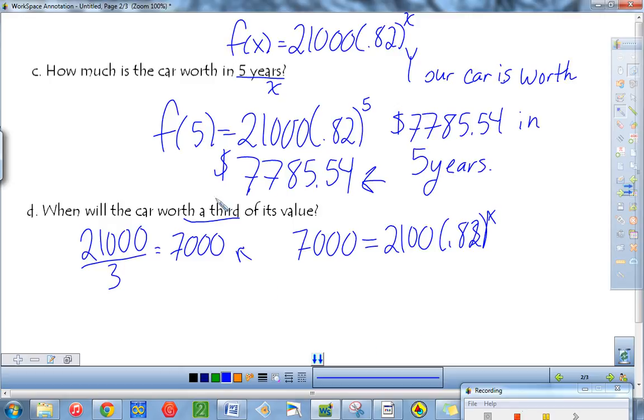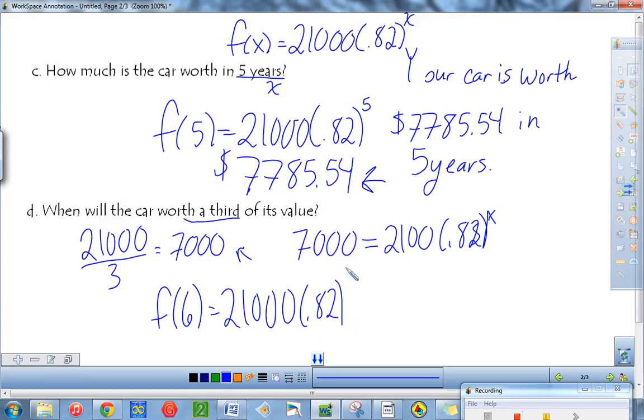So this is year 5. Let's figure out what year 6 is. What's f of 6? Beautiful. 6,384.14. So where does 7,000 fall? Where does 7,000 fall? In between.